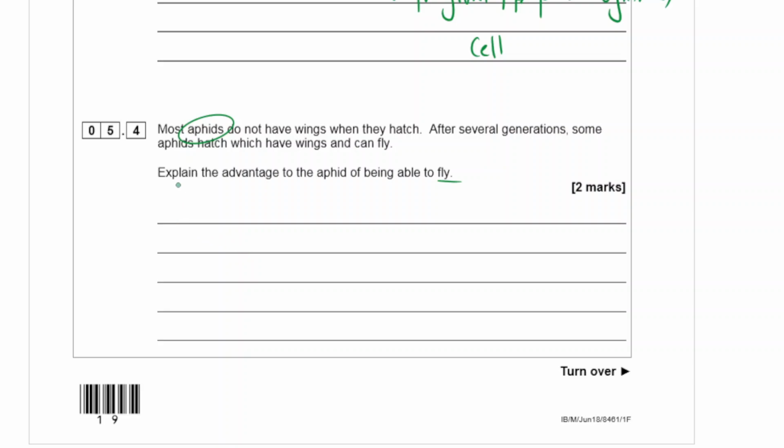So explain the advantage. So aphids can fly to another plant, or even to another part of the plant, right? Otherwise, they'll have to keep walking and using energy as well. And these are tiny insects. So it's not as if they can walk the entire plant, roam around the plant looking for food without spending a lot of energy, right?